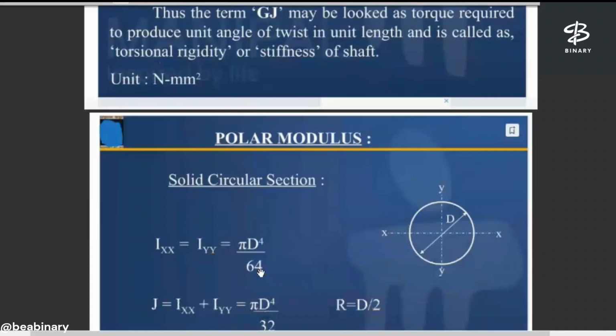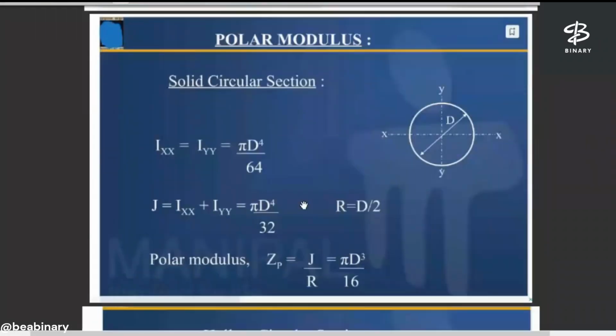What is the polar modulus for the solid circular section? So Ixx for the circular section is equal to Iyy, and it is equal to pi d^4 upon 64. That we know. The moment of inertia of the solid circular section is pi d^4 upon 64, and the polar moment of inertia will be Ixx plus Iyy. So adding it twice, this will become pi d^4 upon 32.